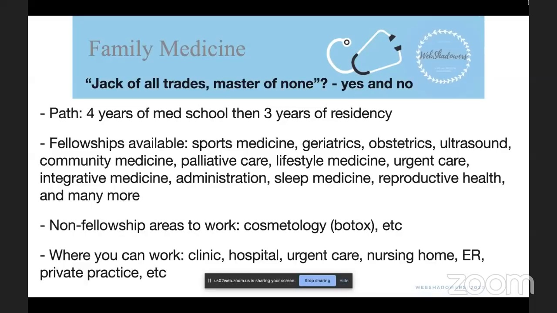But people go into a lot of areas that you wouldn't expect, even without doing a fellowship. For example, cosmetology. People end up making med spas and just doing Botox, fillers, cosmetic stuff like that, from family medicine, and that's quite common.